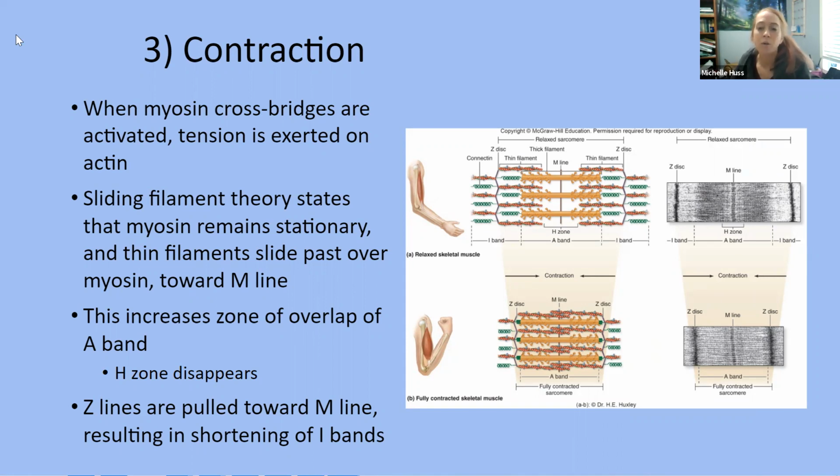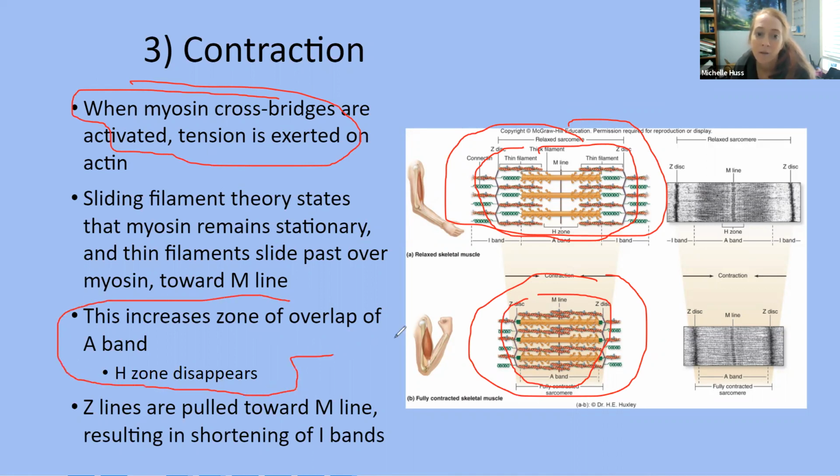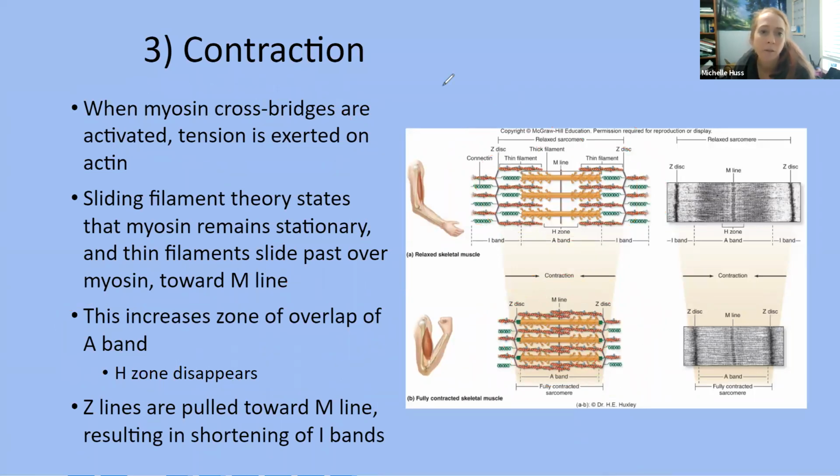So what's the next part? I wanted to show you this. This basically shows you what it looks like when you're not contracting, you're relaxed, and when you are contracting. So in all your sarcomeres, you can see the zone of overlap is extreme here, whereas when you're relaxed, there's not much zone of overlap. There's a little bit. When myosin cross bridges are activated and myosin pulls in, the zone of overlap increases.